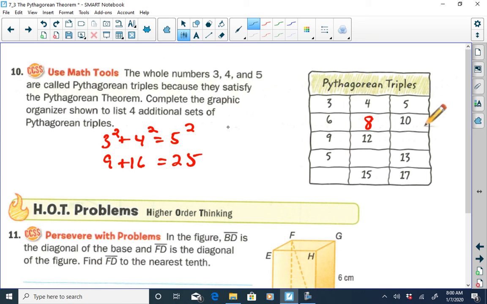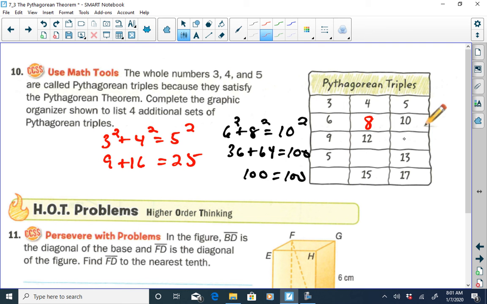Because if I use 6, 8, and 10, 6 squared plus 8 squared equals 10 squared. 6 squared is 36. 8 squared is 64. Does 36 and 64 equal 100? Yes. So variations of the 3, 4, 5 triangle are the most common Pythagorean triples. So if I'm filling in this table here, right, what's the missing value? Well, 3 times 3 is 9, 4 times 3 is 12, 5 times 3 is 15, right? So it's a very common Pythagorean triple, all right?